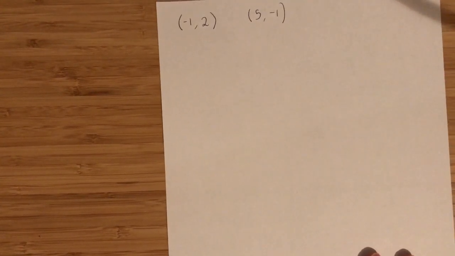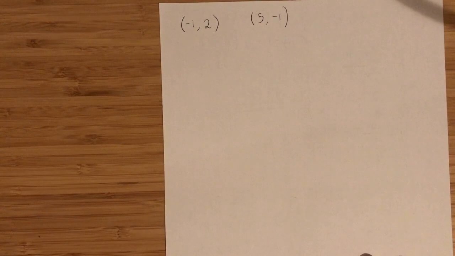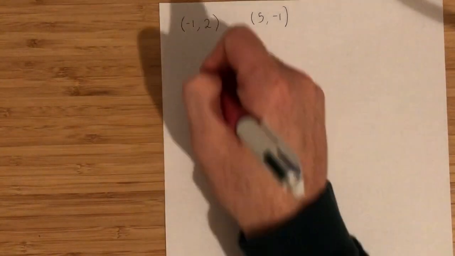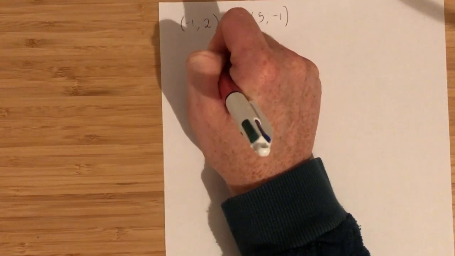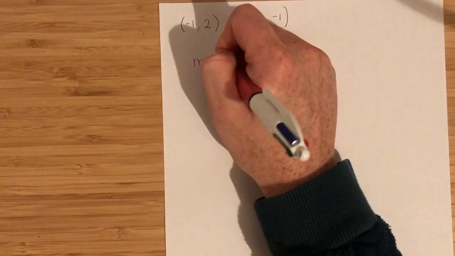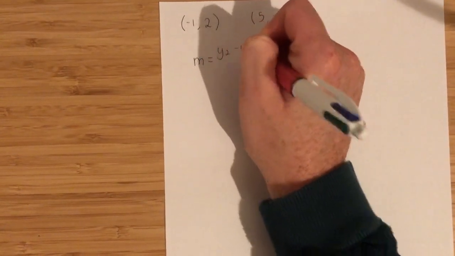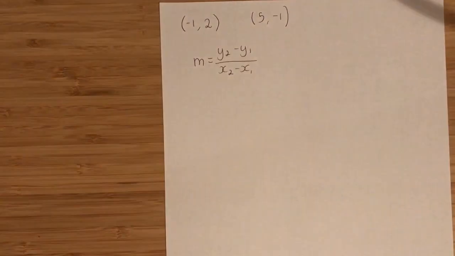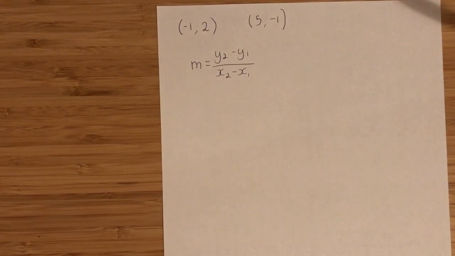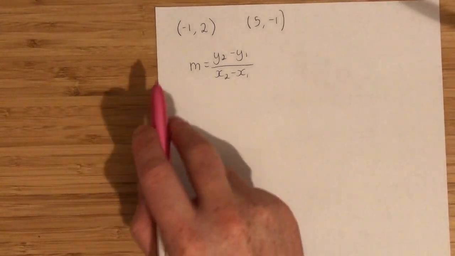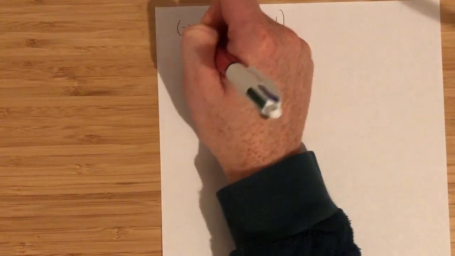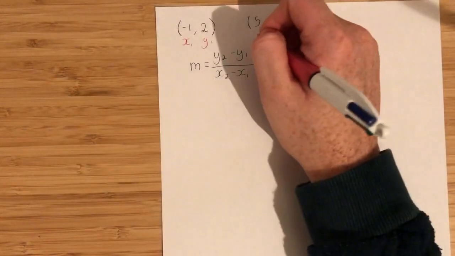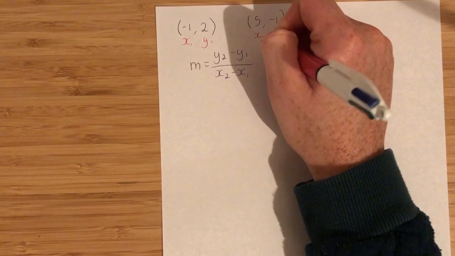So first step, if we've been asked to find the equation of the line joining these points, we're going to start by finding the gradient again. So doing exactly the same, m equals y2 minus y1 over x2 minus x1. So before we can substitute them in, we just have to label. So for point number 1, x1, y1. And for point number 2, we've got x2, y2.